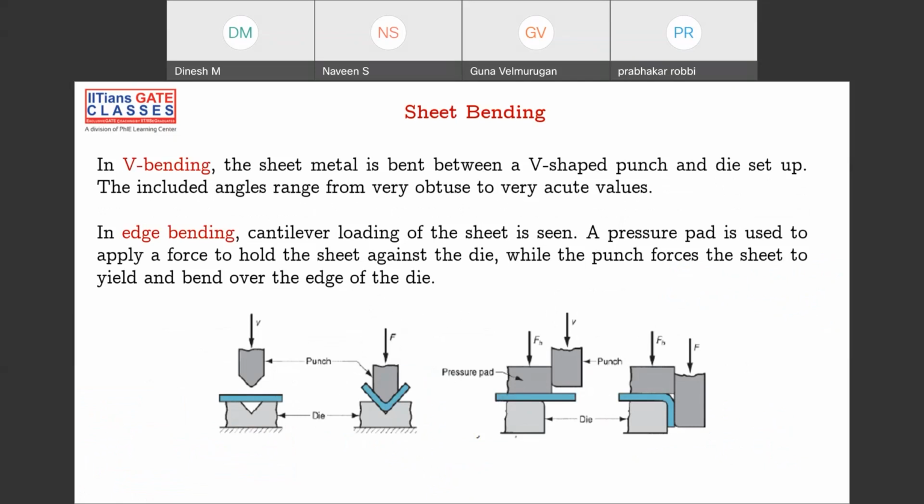We have seen already, I explained this clearly, I'm not going to explain it again. So we have different types of bending. This is V bending. This is, what is this? Edge bending. This is edge bending. And this is V bending.